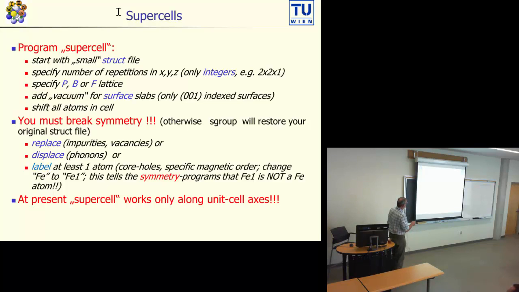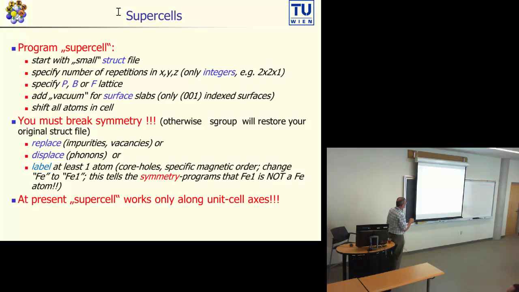How do I do this? Well, WIEN2k offers two possibilities. There is a very simple program called supercell, where you input your small struct file, your titanium carbide struct file, for instance, which you have generated before, and then you simply specify in an input the number of repetitions in X, Y, Z. You specify eventually the lattice. You can add also vacuum for surfaces, I'll come to this in a moment. You can also shift atoms, and in this way you very simply generate a bigger supercell.